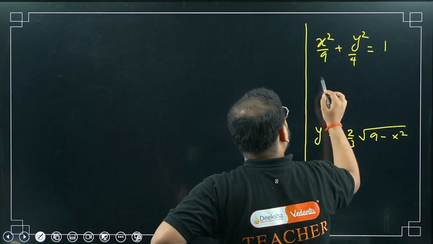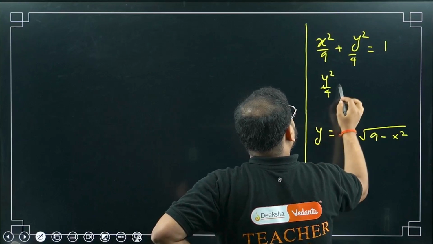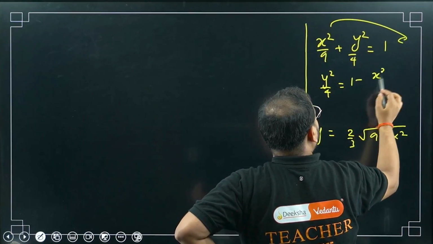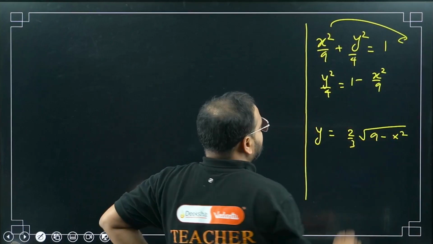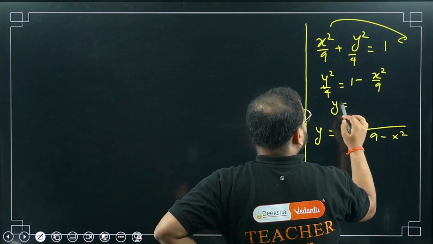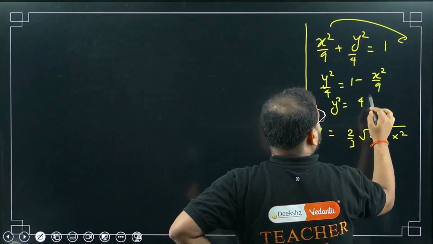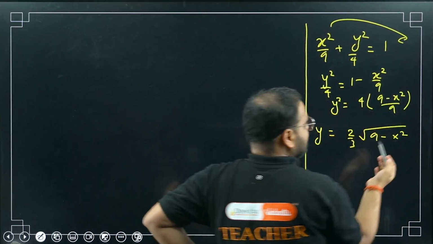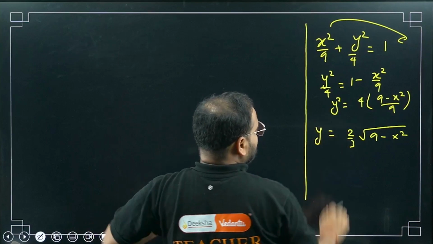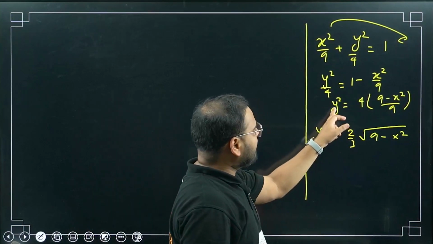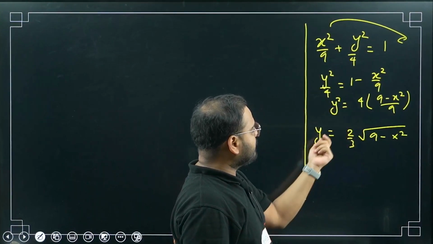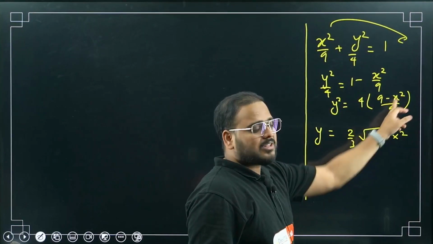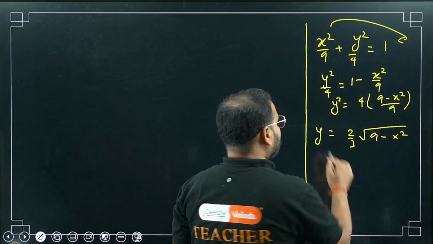I'll just put this y square on this side and bring this whole thing over here. I get 1 minus x square by 9. Correct? What am I going to get over here now? y square equals to 4 times of 9 minus x square by 9, just taking LCM, nothing else. If you take root now, it will become what? Root of y will be, sorry, this will be y only. 4 will become 2, 9 will come as 3, and this whole thing will go in the root. Okay, so I'm going to use this.